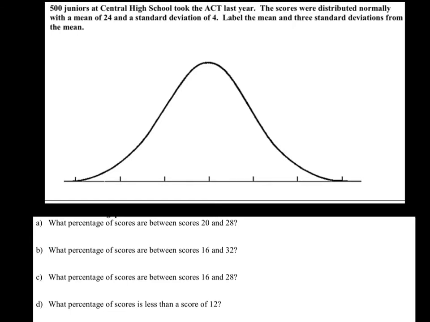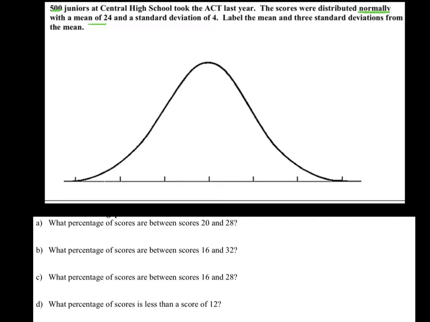Well, here we've got a real big bear of a question. There's multiple parts to this that all refer to the graph at the top. So we want to take our time and get this labeled correctly. They said there's 500 total juniors at a certain high school that took the ACTs last year, and their scores were normally distributed. That's the key. You got to see this in the question before you can start to use that chart.